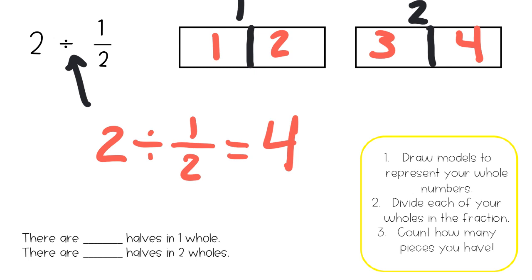Now let's look down here. There are blank halves in one whole. How many halves are there in one whole? There are 2. So there are blank halves in 2 wholes. So 2 wholes together, there's going to be 4.